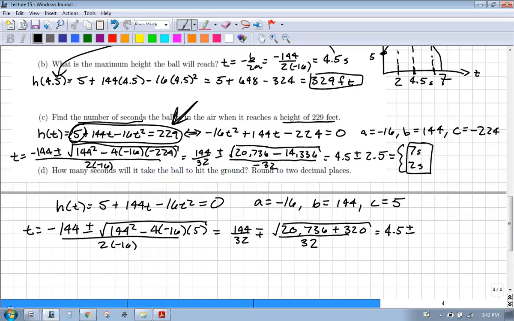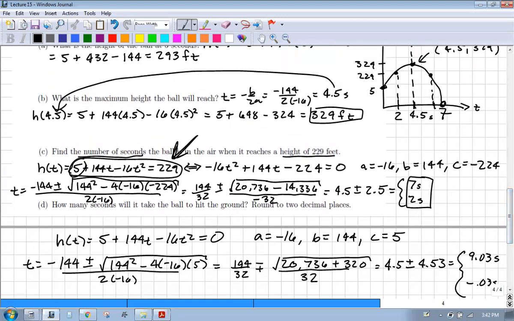And then 20,736 plus 320 is 21,056. Square rooted is 145 and some change. Divided by 32 is 4.53. So we get 9.03 seconds and we get a negative 0.03 seconds.